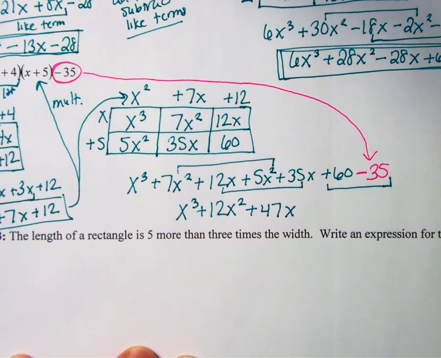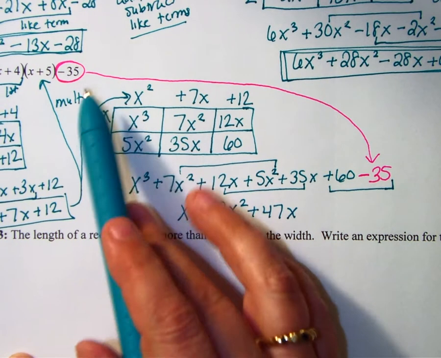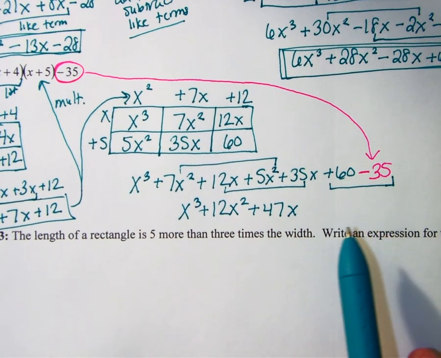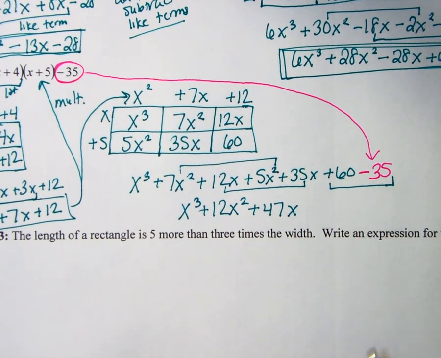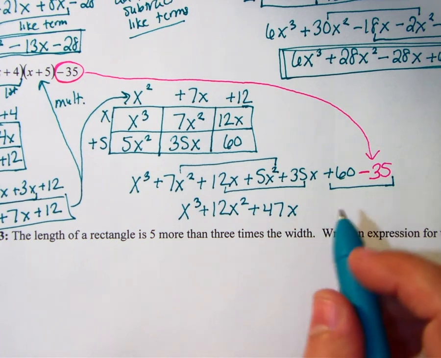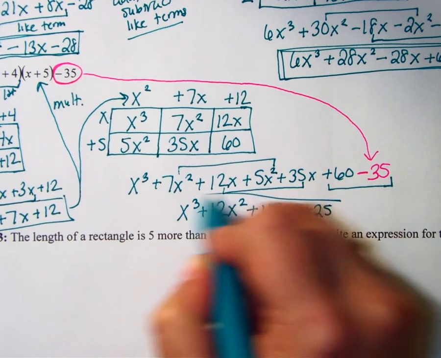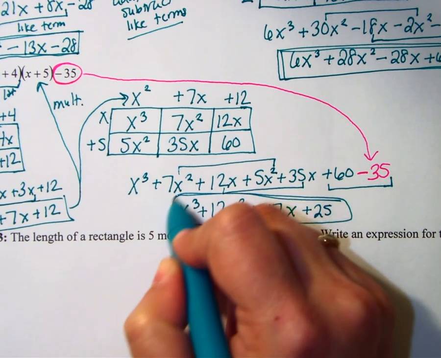60 and that negative 35 from back up here. Oh, look, they're alike. Why are they alike? They're alike in the fact that they don't have a variable with them. That's what makes them alike. So 60 plus a negative 35 should give me 25. And that is my lovely, lovely answer.